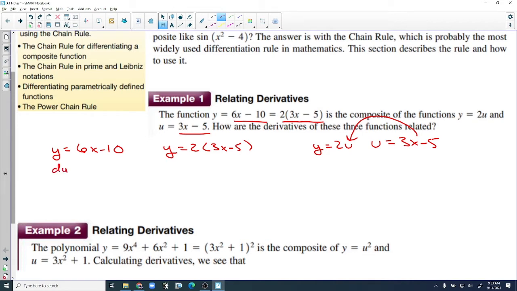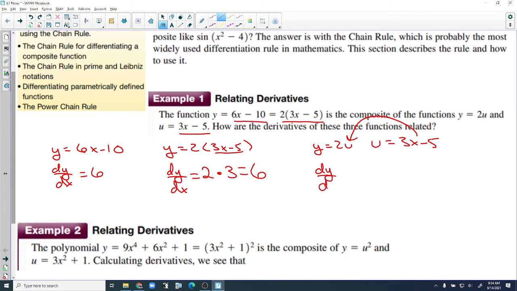So dy/dx here is 6. Nothing new there. dy/dx here is the chain rule. It's the derivative of the outside, 2 times something is 2, but then times the derivative of the inside, which is 3. So there's where you get the 6, and that's the chain rule. So we did the derivative of the outside as if it was just 2x. Derivative of the inside is 3, we get 6. And this is what we did right here.